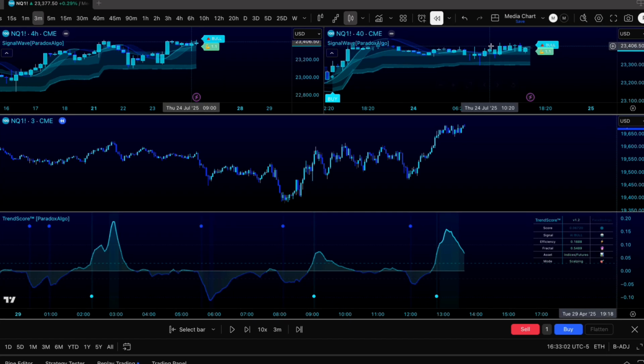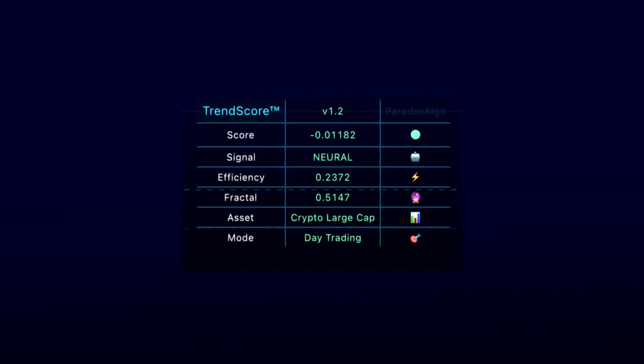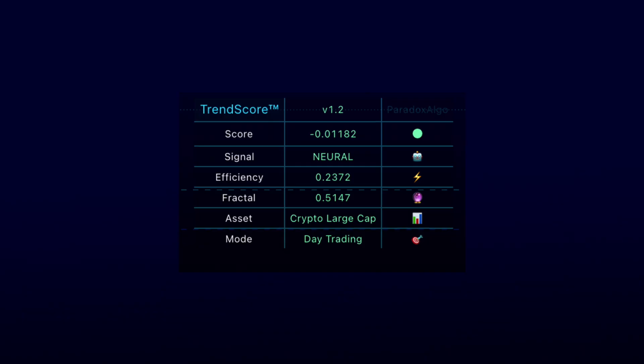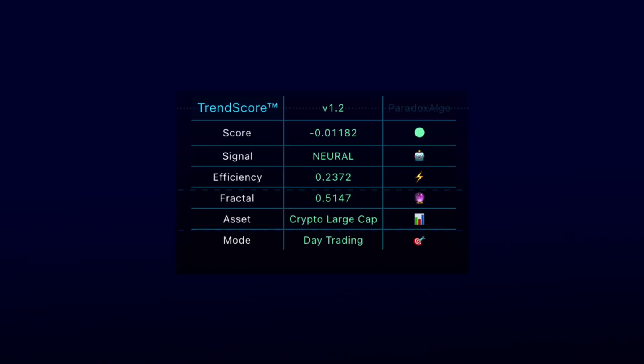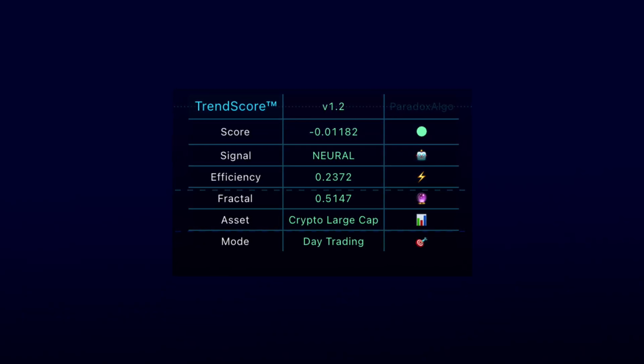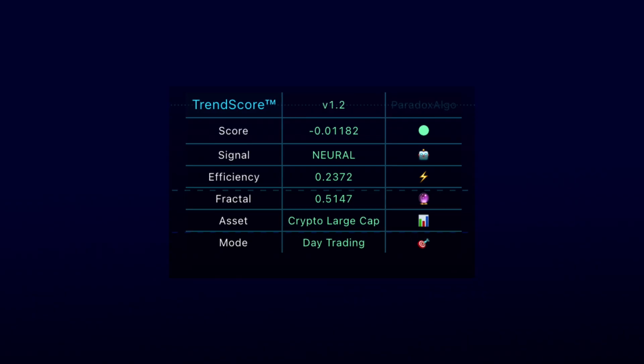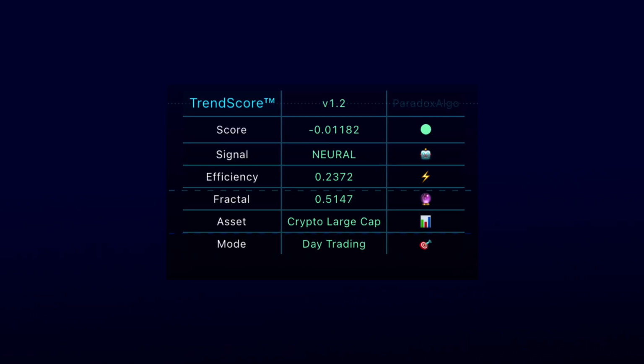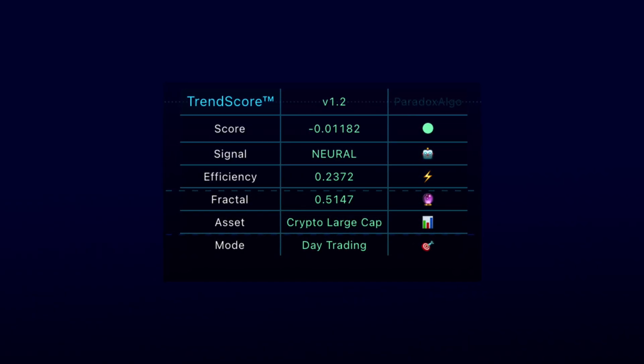TrendScore gives you a quantitative reading of trend strength. Positive values indicate bullish momentum, negative values indicate bearish momentum. But the real value is in understanding the quality behind those moves. This metrics panel on the right is basically your dashboard. You've got the raw score, signal state, efficiency ratio, fractal dimension. These are measurements that help you understand not just direction, but the actual quality of the trend you're looking at.